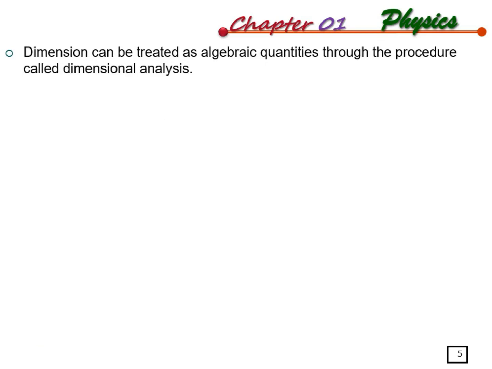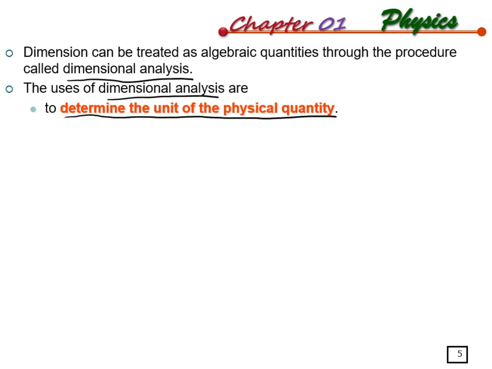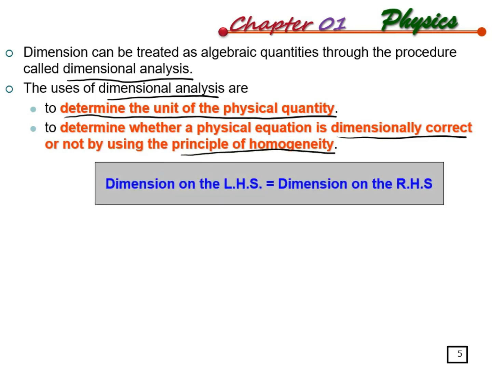So dimension can be treated as algebraic quantities through the procedure called dimensional analysis. Okay, the uses of dimensional analysis are: to determine the unit of the physical quantity, and next, to determine whether a physical equation is dimensionally correct or not by using the principle of homogeneity.